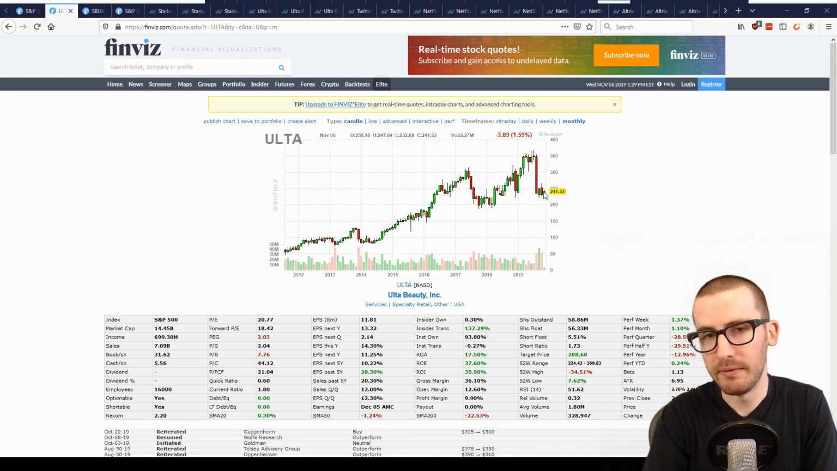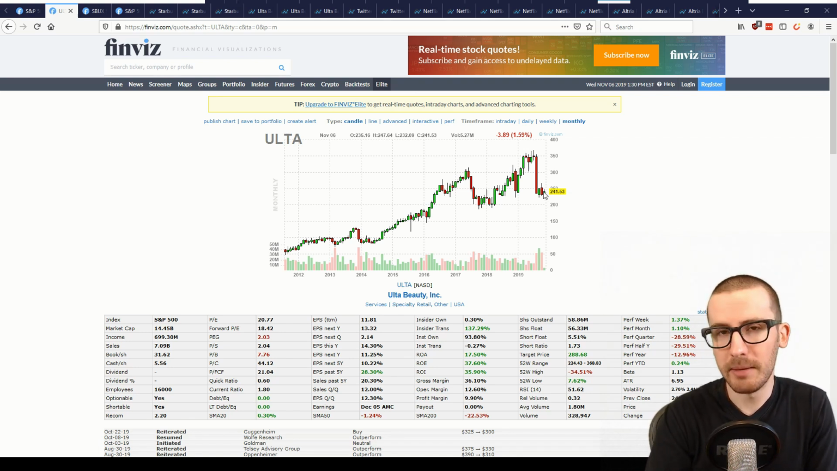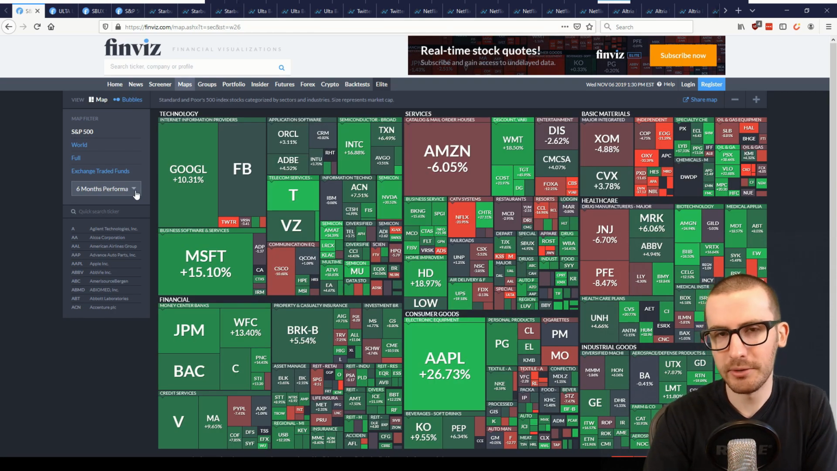but this is, in my view, a perfect example of the kind of opportunities that you might be able to find by just doing a quick screen on Finviz using their heat maps. And you can apply this screening to really any time range.